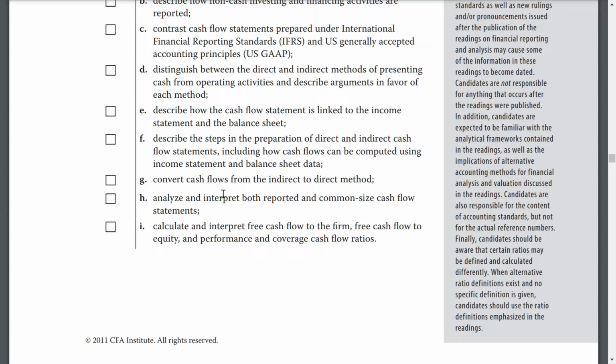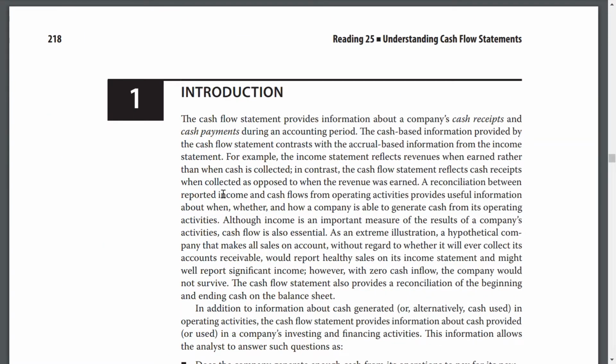Introduction. The cash flow statement provides information about a company's cash receipts and cash payments during an accounting period. The cash-based information provided by the cash flow statement contrasts with the accrual-based information from the income statement. For example, the income statement reflects revenue when earned rather than when cash is collected. In contrast, the cash flow statement reflects cash receipts when collected as opposed to when the revenue was earned.